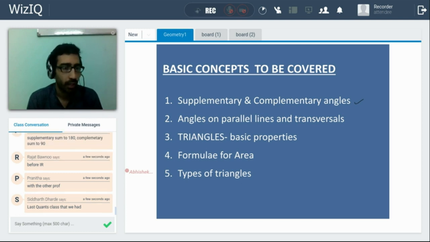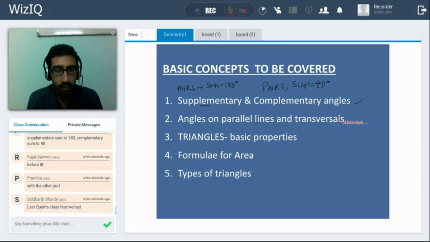If you guys have done something with another faculty, I think we would have to revise because this is a new topic. It doesn't make sense to start from the middle. So, supplementary angles are angles whose sum. Supplementary angles are always in pairs. A pair of angles whose sum is equal to 180. And complementary angles are also in pairs, and their sum is equal to 90 degrees.